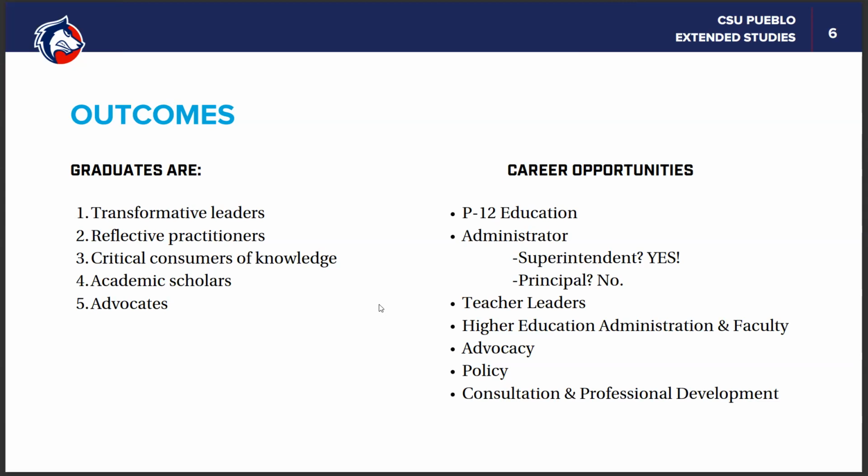We mentioned some of these already. P12 education, you can be an administrator in P12 education. This specific program, the doctoral program, can make you eligible for a superintendent role in the P12 setting, but it does not include principal licensure. That principal licensure is available from CSU Pueblo as well, but it's a master's level program. And so if you'd like to do that as well, that's an additional 27 credit hours that you can complete sort of in conjunction with the doctoral program or before the doctoral program, if you'd like to do that as well.